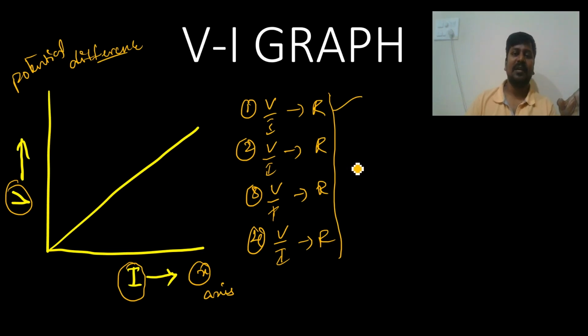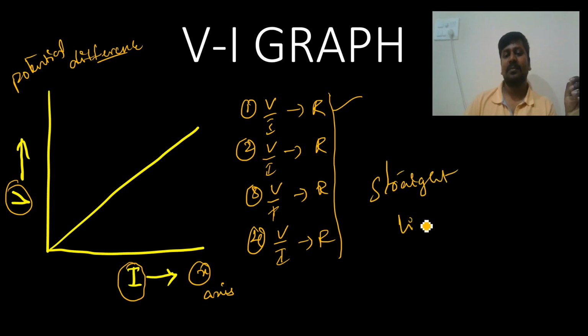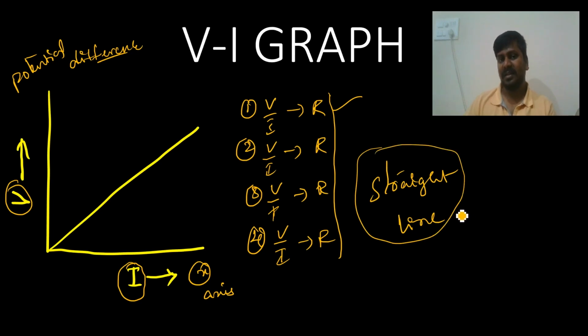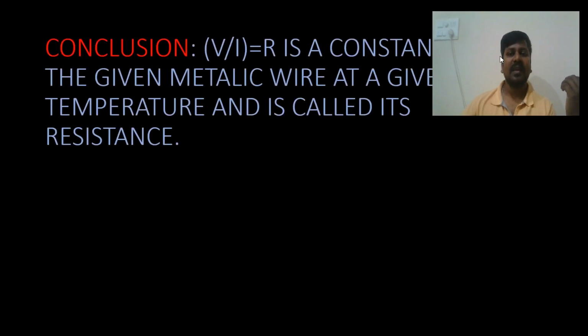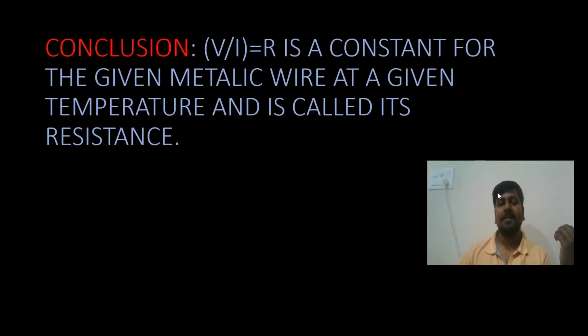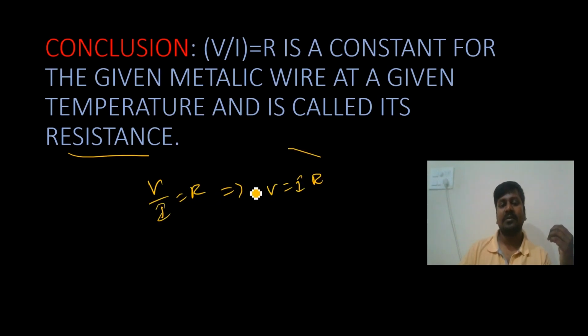So this is about the graph. The graph looks like a straight line, so we can consider it linear. That is a VI graph. Next you can see the conclusion. V by I is a constant for a given metallic wire at a given temperature. It is called resistance. So V by I equals R, so V equals IR. This is Ohm's law.